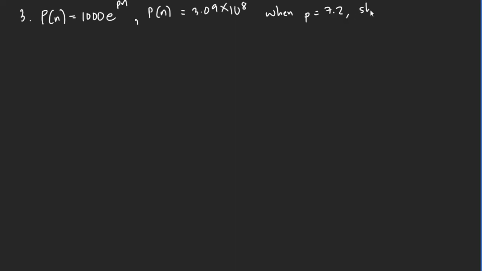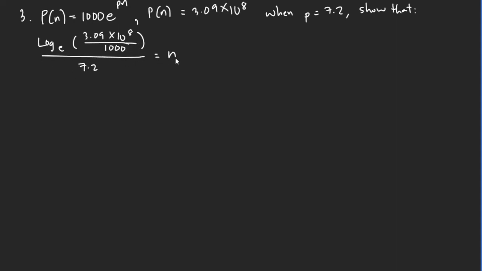So for question number 3, we have the function p of n is equal to 1,000 e raised to pn. If the function p of n is equal to 1,000 e raised to pn, and the function of n is equivalent to 3.09 times 10 raised to 8, when p is equal to 7.2, the question is, show that log of e of 3.09 times 10 raised to 8 over 1,000, divided by 7.2, is also equal to n.